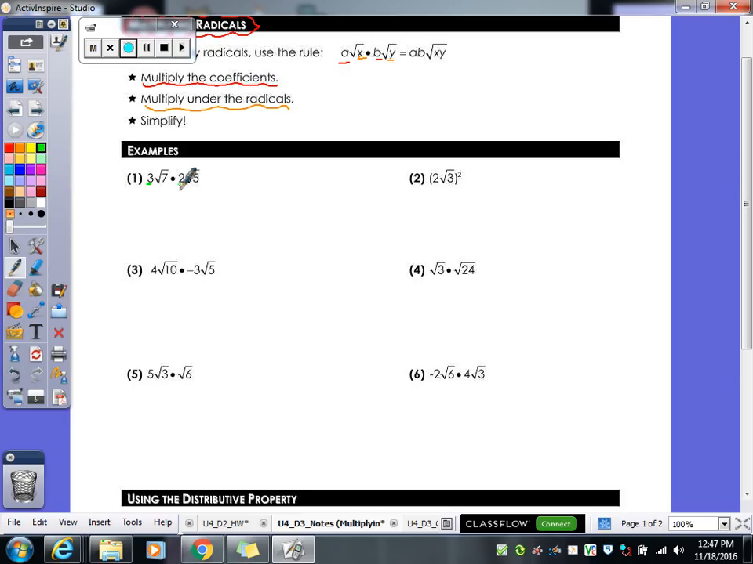So we're going to multiply the numbers in front of the radicals first. So I get a 6. 3 times 2 gives me 6. Multiply the numbers underneath. What's 7 times 5? 35. So then you have to think to yourself, is there a perfect square that goes into 35?